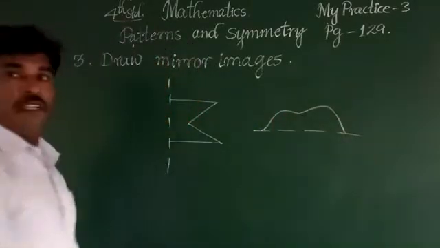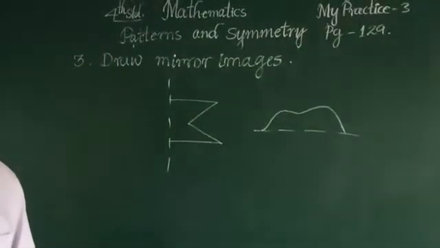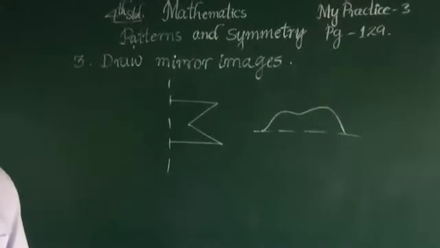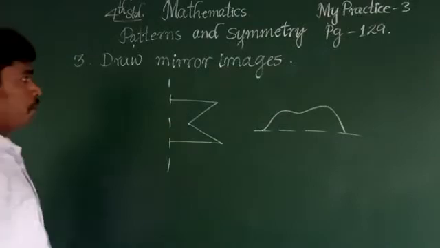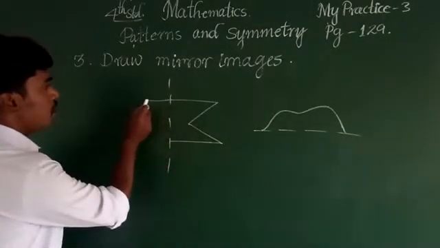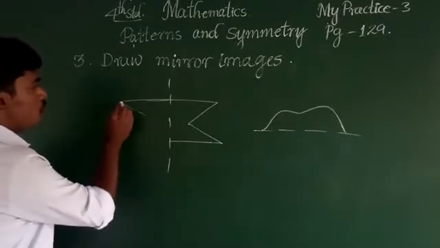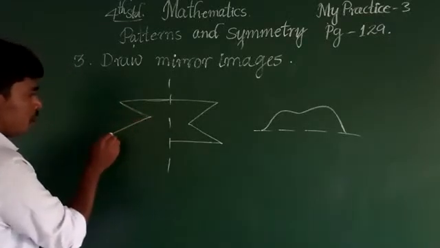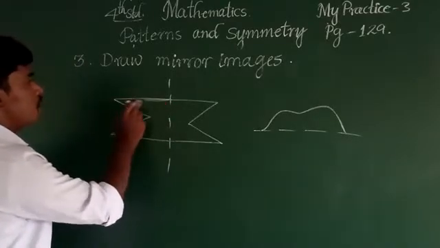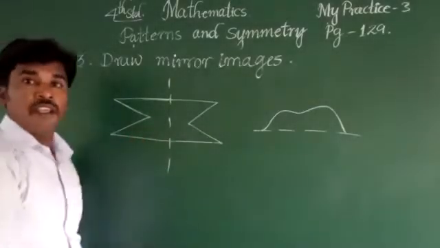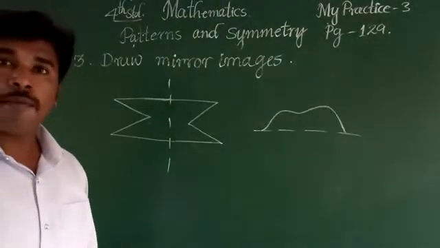Here, draw the mirror images. The mirror image also will come in the same way on the other side. Observe, children. Here it extends like this, moves again to the front and joins here. So this is the mirror image. Left hand equals right hand. So it is called a mirror image.